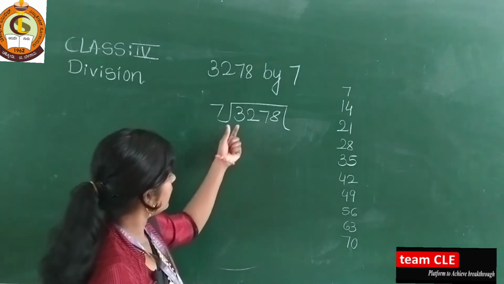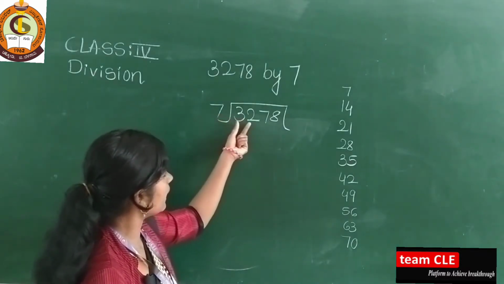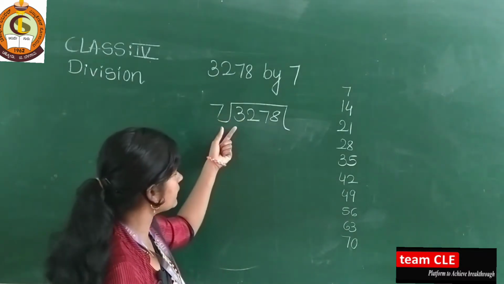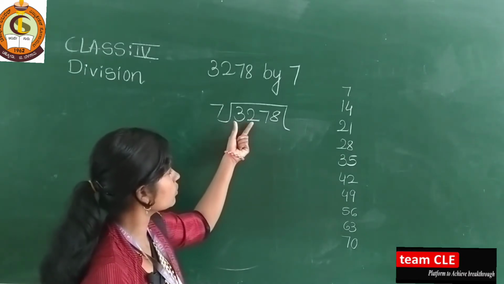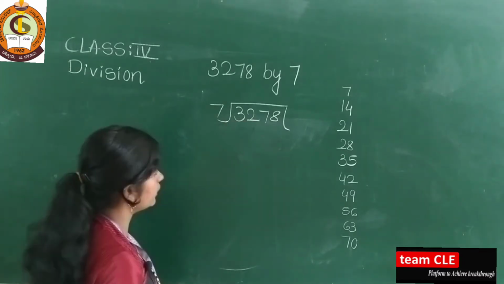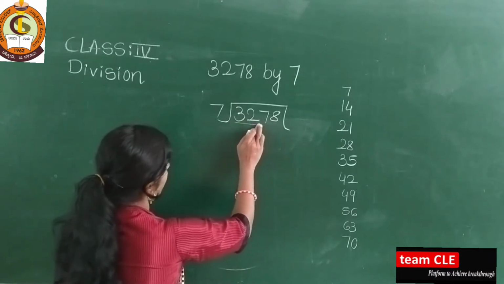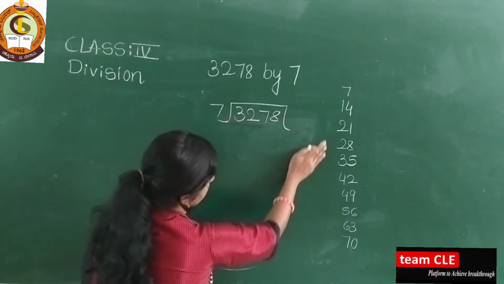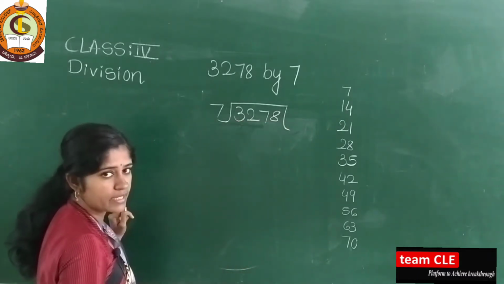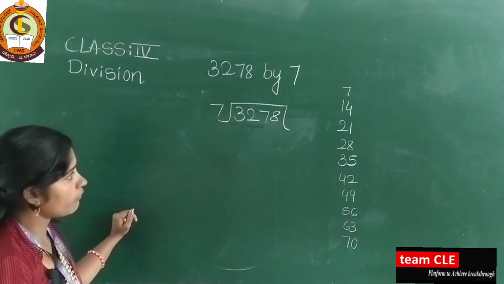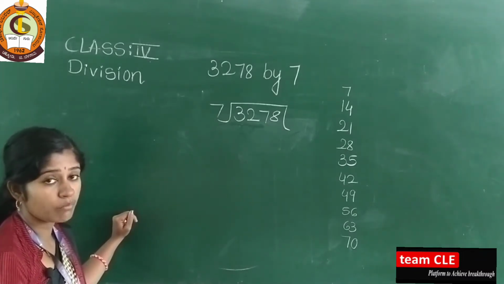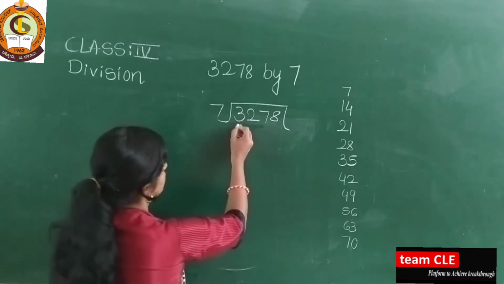Okay, see here, next here 3 is there. 7 is big and 3 is small, so I can't take here 3. So what do we have to take here? 32. I need to take here 32. Why did I not take only 3? Because in the 7 table, 3 is not there, and 3 is less than 7. So I want to divide the number. I want a greater number. So you take these two numbers.